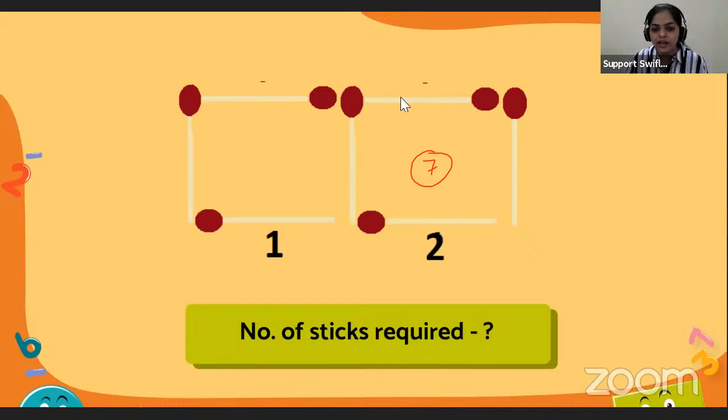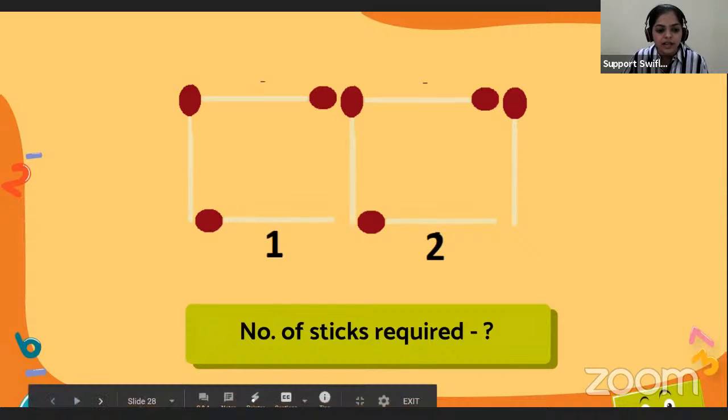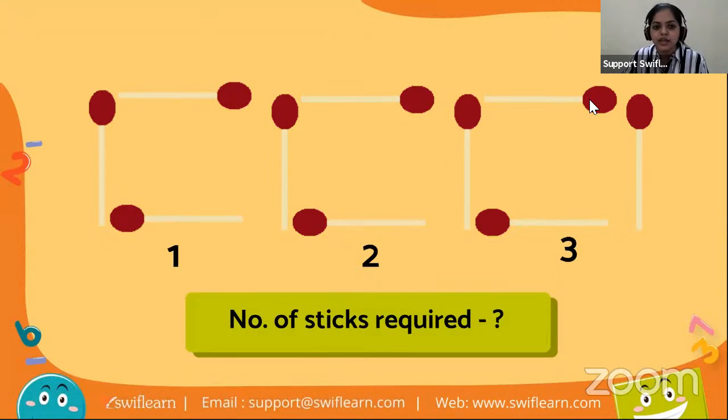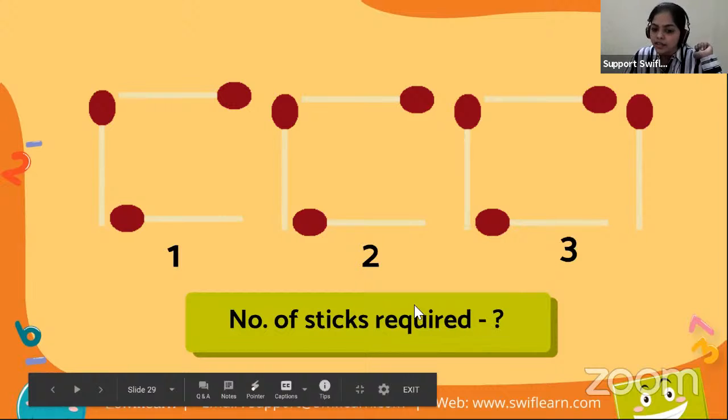All right, great. Now, if our question becomes complex like this, if I have 3 squares, then how many sticks are required? So it's easy. For the 3 squares, we can count easily 1, 2, 3, 4, 5, 6, 7, 8, 9, and 10. So for the 3 squares, we require 10 sticks.